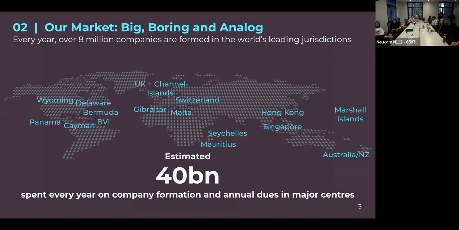There's 40 billion a year in setting up companies around the world. About 500,000 a year are being set up just in Delaware. So you guys sit here on the biggest jurisdiction in the world. A lot of people think that's offshore, Cayman and BVI. It's actually Delaware.